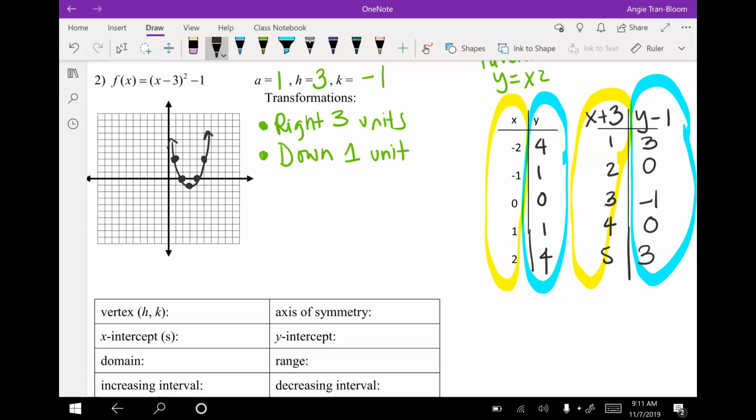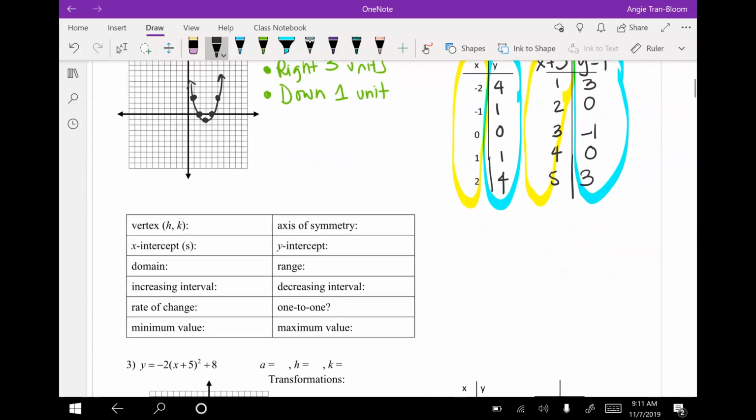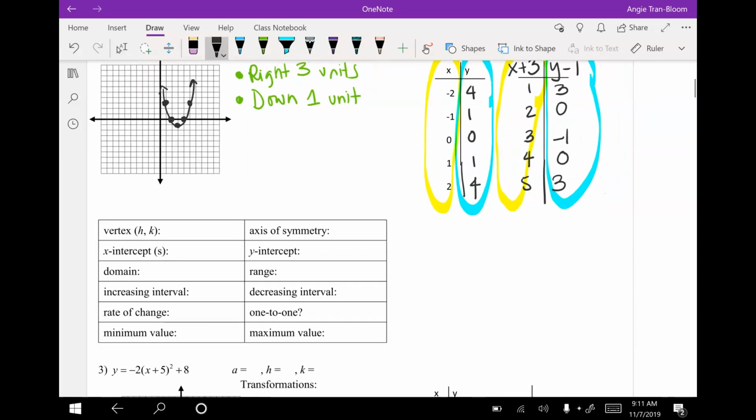Round out your bottom. Let's answer all of the characteristics in the box. Vertex. Brian, give me the vertex. 3, -1. Axis of symmetry, Alan and team. What did you and your team come up with? So close. Much, much better.